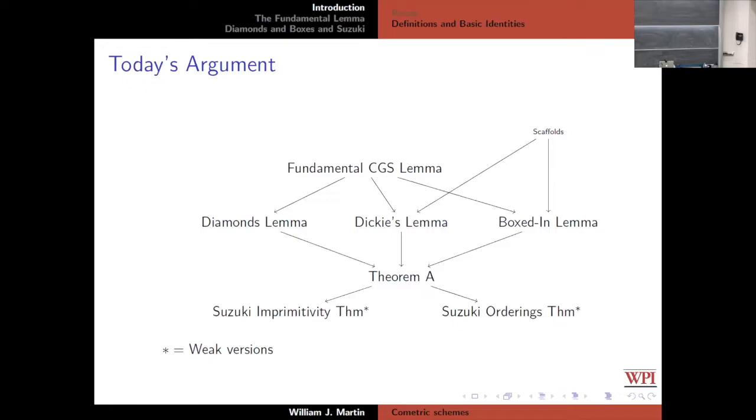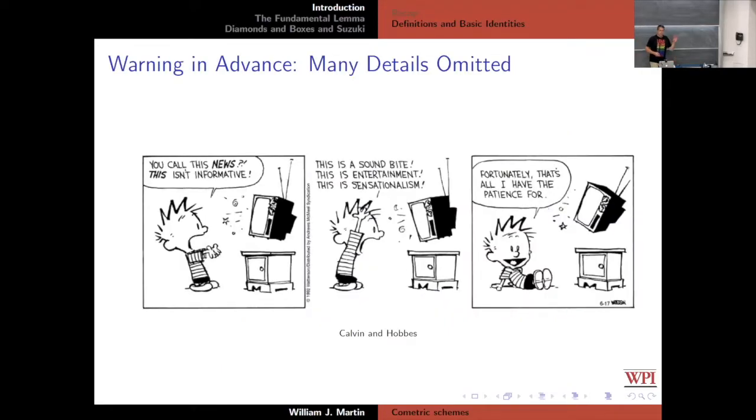And these tools very, very quickly give us a theorem which implies both Suzuki's theorems, with limiting boundary cases being technical things that I'm going to ignore for now. So the weak versions of these theorems follow from that. So this is where we're going today. You're just going to get sound bites of some of these things, in very simple form, and maybe that's all you have the patience for anyway.